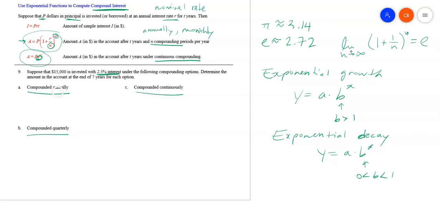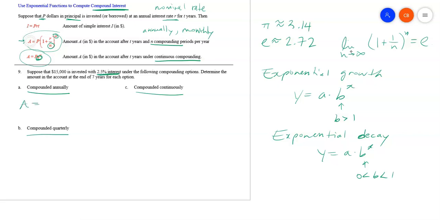So compounded annually, you actually will get 2.5% every year. Compounded quarterly, you'll get actually slightly more than 2.5%. And then compounded continuously, you'll get even more of an interest rate than that. But anyway, we just want to try plugging these values into some of these formulas.